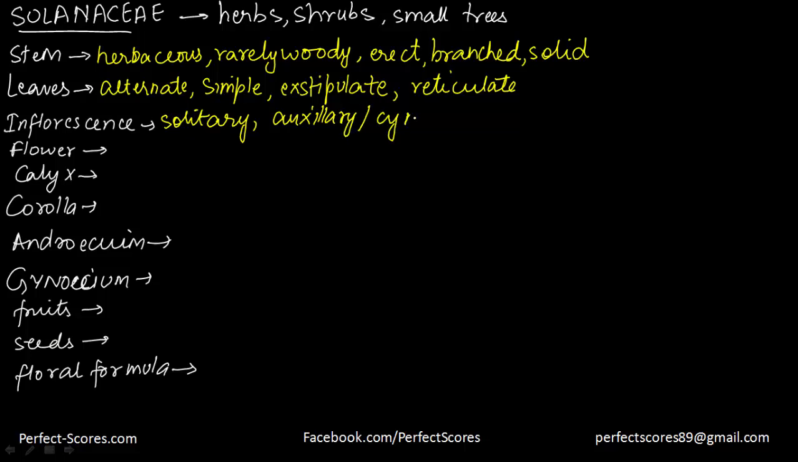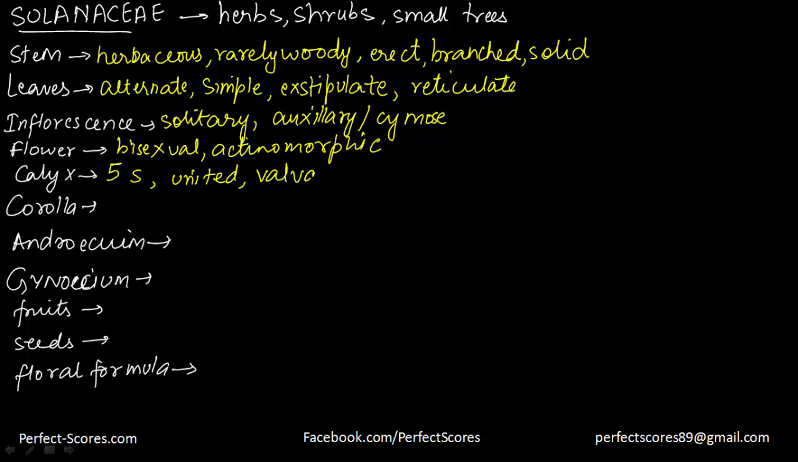Coming to the flower, it's bisexual and actinomorphic. And the calyx, 5 sepals. They are united and the estivation is valvate. The corolla has 5 petals, again united and valvate estivation in this case as well. The androecium has 5 stamens that are epipetalous.